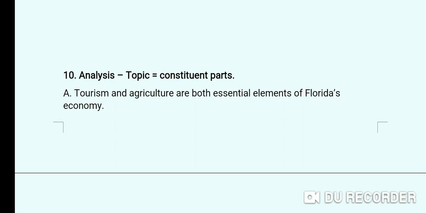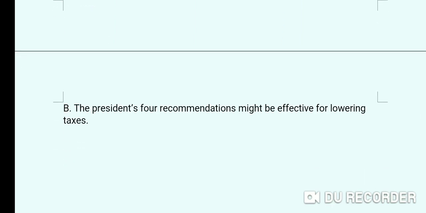The 10th one is analysis. Topic constituent part, means it is a part of the main topic. For example, here the topic is economy, Florida's economy. So, tourism and agriculture are both essential elements of Florida's economy. So, they are constituent part of that Florida's economy. The president's 4 recommendations might be effective for lowering taxes. If you want to lower the taxes, these 4 recommendations are given there.